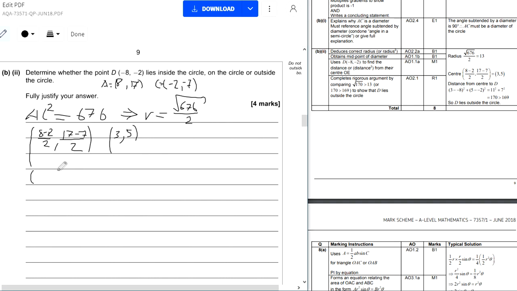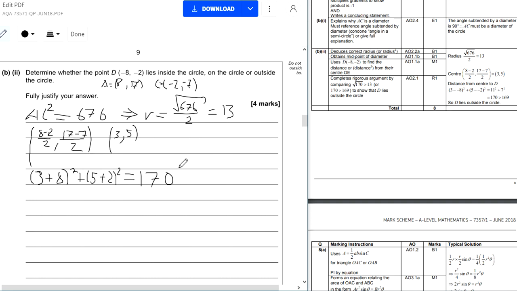So the distance squared is going to be 3 plus 8, because we're minusing minus 8, squared, plus 5 plus 2 squared, again minus minus 2, and that's going to give us 170. But remember, this is the distance squared. So if we square root that, we're going to get root 170. Might be actually useful to see what this is. Oh, it's 13.